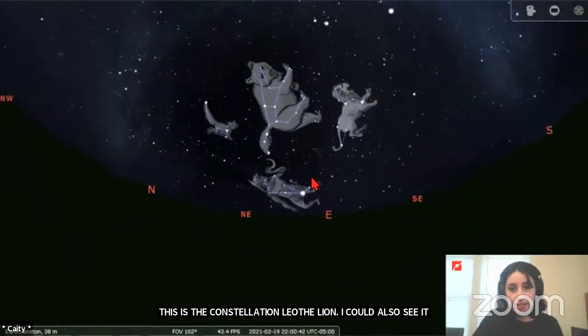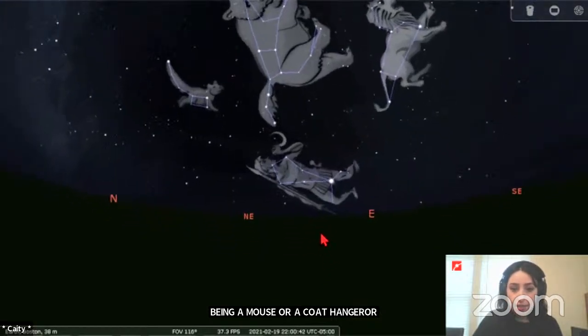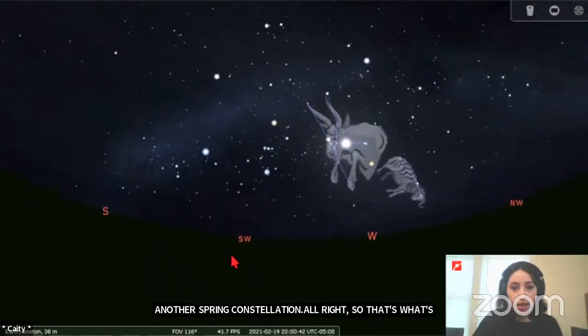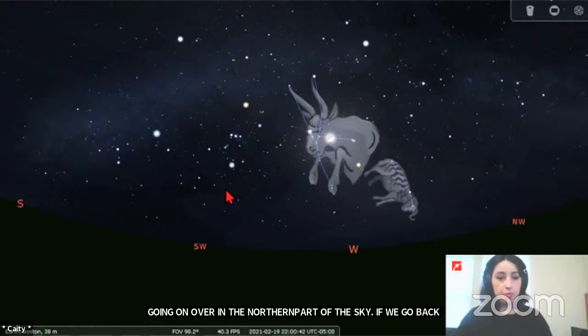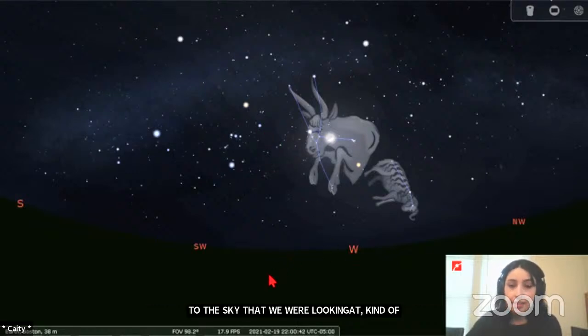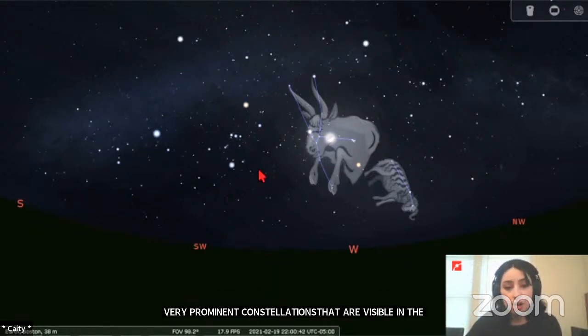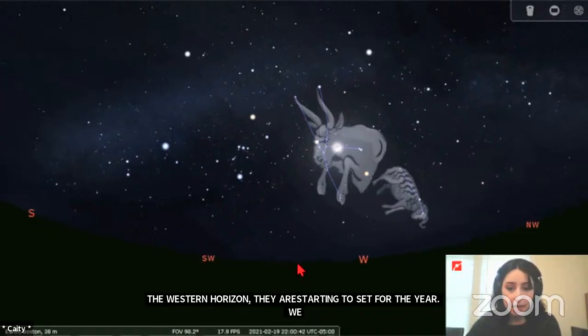All right, so that's what's going on over in the northern part of the sky. But if we go back toward the sky that we were looking at, kind of around where Mars is, this is a lot of winter constellations, very prominent constellations that are visible in the wintertime. And you can see since they're headed toward the western horizon, they're starting to set for the year. So we've got spring constellations starting to rise and being more visible, whereas the winter constellations are getting lower and lower in the sky until we can't see them anymore.